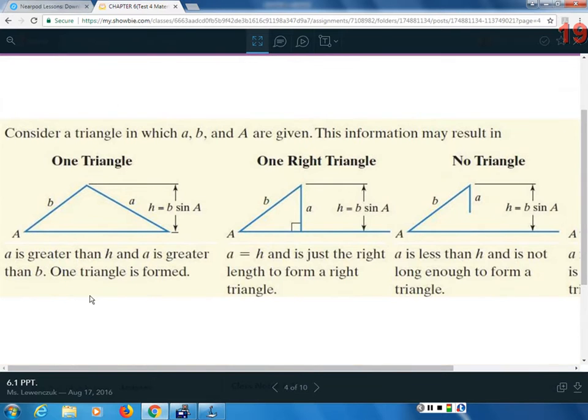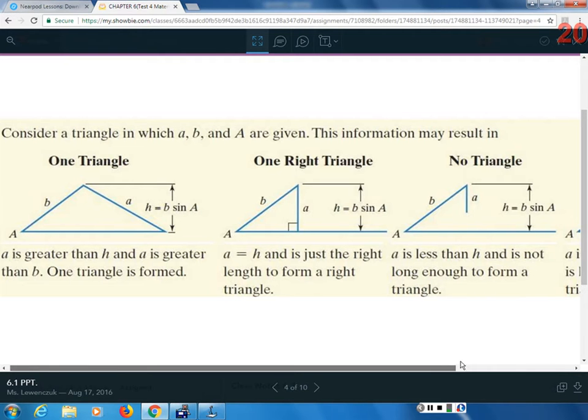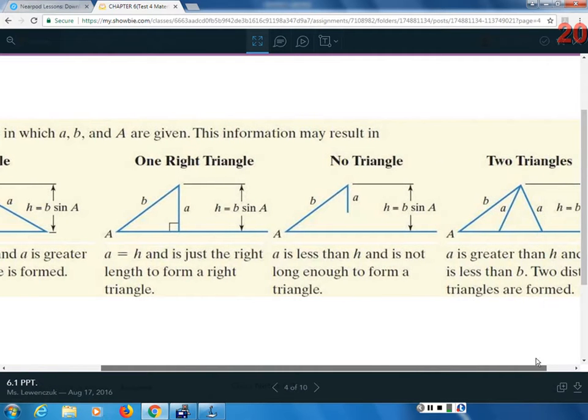So if you've got two sides and then an angle given, and the angle's not between the two sides, this is the ambiguous case. You could have one triangle, and here's a picture. When A is greater than the height and A is greater than B, one triangle is formed. Or you can get one right triangle when A equals H. It's just the right length to form a right triangle. But if A is less than H and is not long enough to form a triangle, you get no triangle.